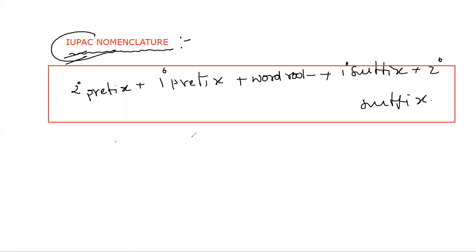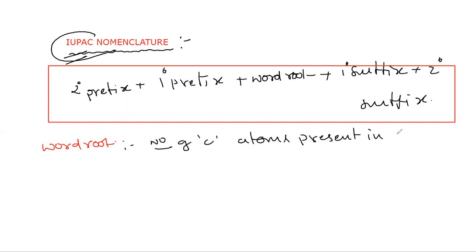Now let me explain what is meant by word root and what it indicates. The word root indicates the number of carbon atoms present in the principal carbon chain.